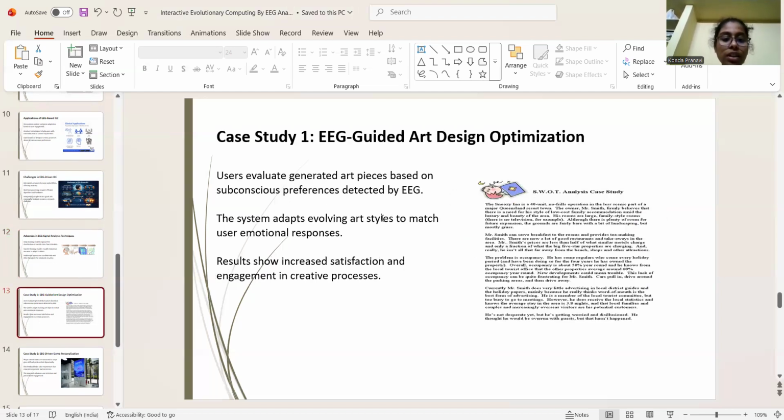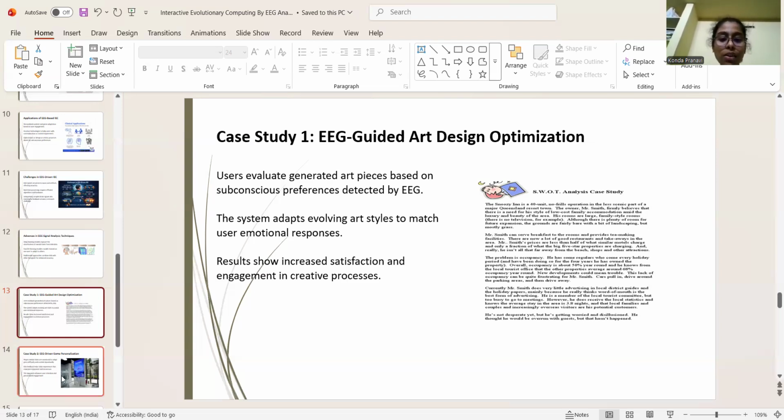Case study: EEG guided art design optimization. In this case, EEG signals are used to detect subconscious preferences while users view artworks. The system evolves art designs based on emotional responses, improving satisfaction and creativity. By the end of the case study, the results showed increased satisfaction and engagement in the creative process by the user.